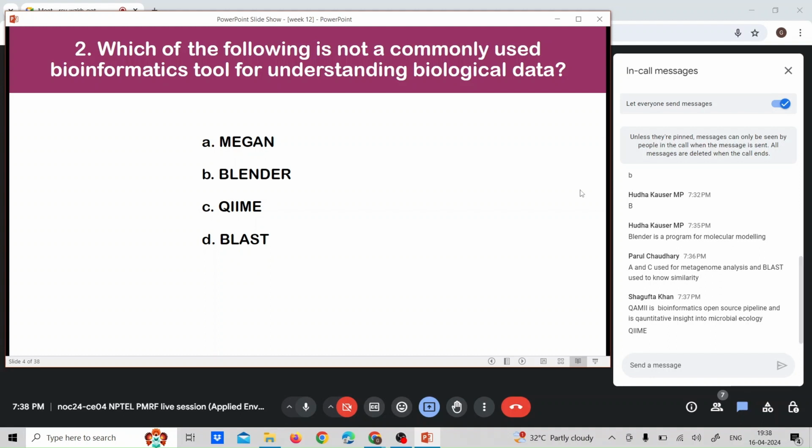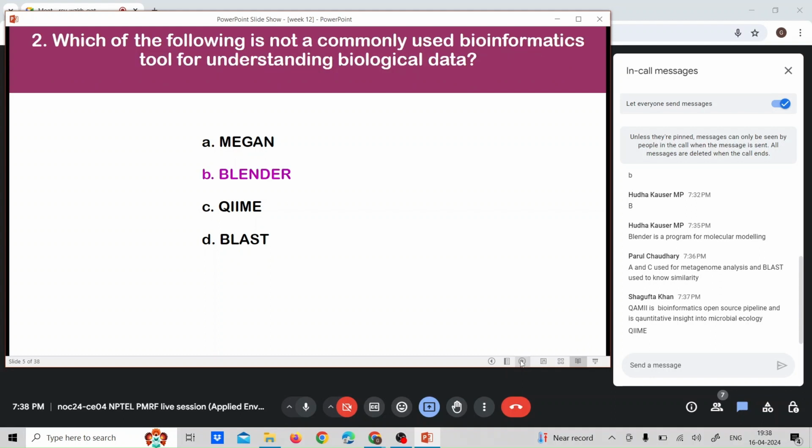Okay, we have a few responses. Blender is a program for molecular modeling. Megan is used for metagenome analysis, and BLAST is used to know the similarity. KIME is a bioinformatics open source pipeline, and it provides quantitative insights into microbial ecology. Okay, all of you are right.